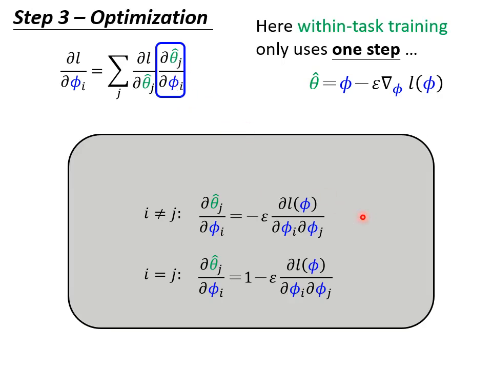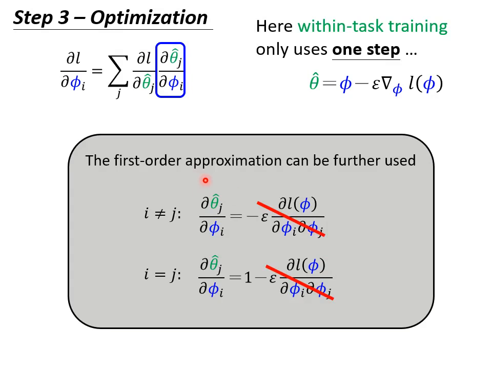In a real implementation, the computation of this part is further reduced. In first-order approximation, we assume that all the terms involving second-order gradients are zero. So this term will become zero, and this term will become zero. So partial phi i over partial theta j hat would be either 0 or 1. This largely simplifies the computation of this term. So this is all about the optimization of MAML.